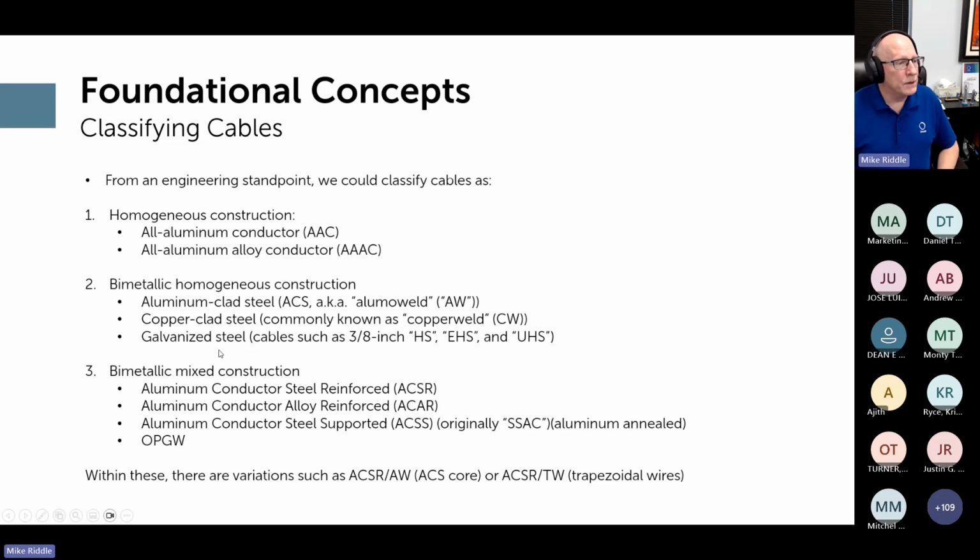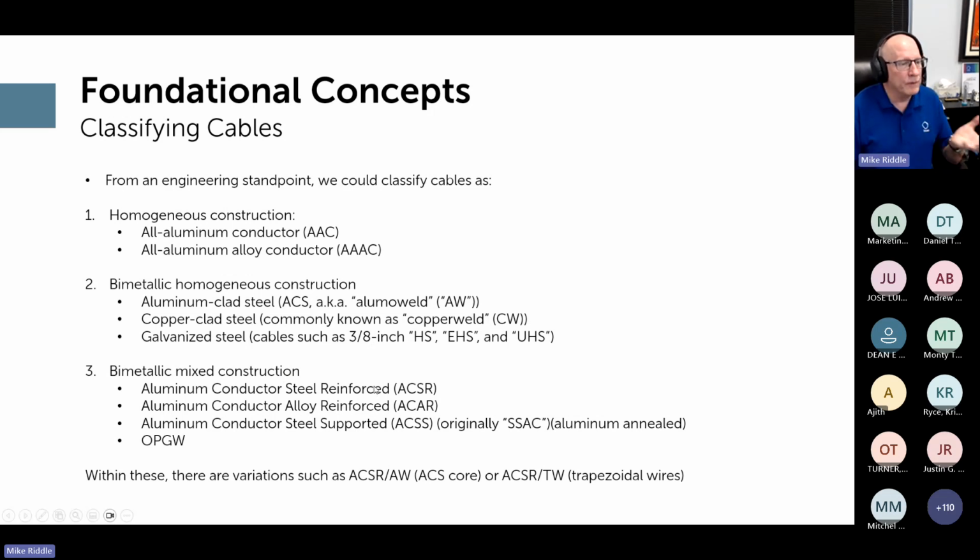Galvanized steel. So traditional cables such as 3/8 inch HS or EHS or UHS, and there's also a utility grade out there somewhere, but galvanized steel cables. So you got two metals, but the cable itself is homogeneous in the sense that if you've got aluminum clad steel wire, all of the wires are aluminum clad steel wires. In contrast to bimetallic mixed construction, so two metals but used separately, so to speak.